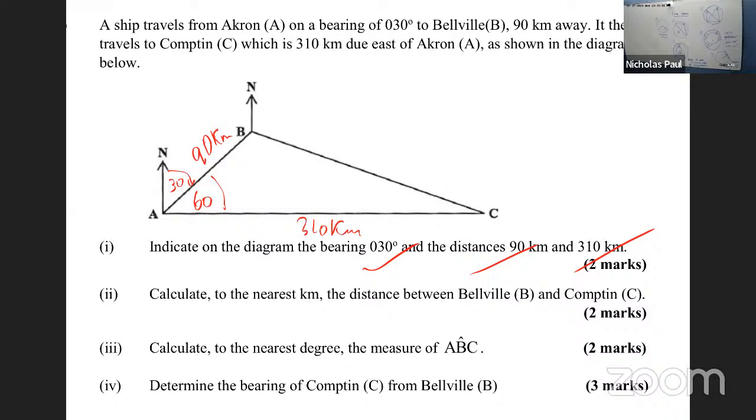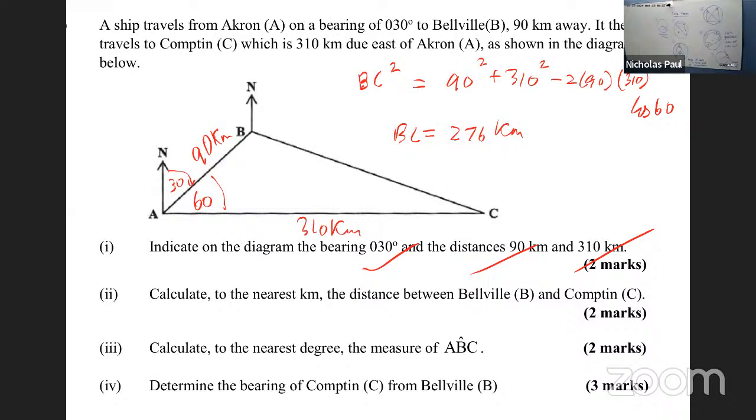Let's check out the first three parts there. Part 1, we did it already. Part 2, they want to find BC. So BC squared is equal to 90 squared plus 310 squared minus 2 by 90 by 310 cosine 60. BC is equal to 276. Nice. Right, online has some good answers there.